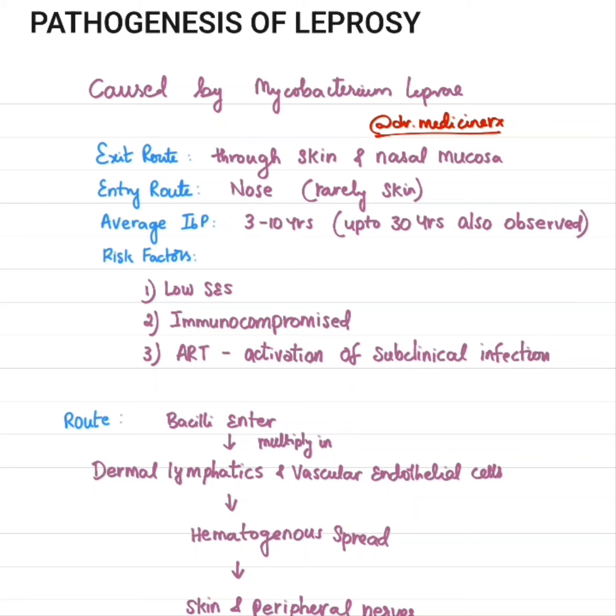So as we all know, leprosy is caused by acid-fast bacilli known as Mycobacterium leprae. The exit route for these bacilli is through the skin as well as the nasal mucosa, and the entry route is through the nose, and rarely through broken skin. The average incubation period is 3 to 10 years. However, certain cases where the incubation period was as long as 30 years have also been observed. Coming to risk factors, low economic status due to improper diet, contaminated water, overcrowding, certain immunocompromised states, as well as patients on antiretroviral therapy are at risk for acquiring the infection because of the activation of subclinical infection.